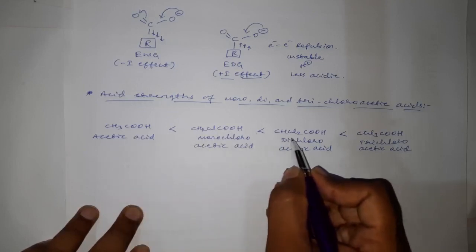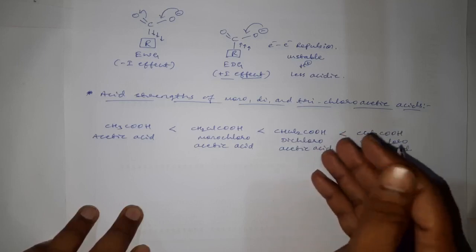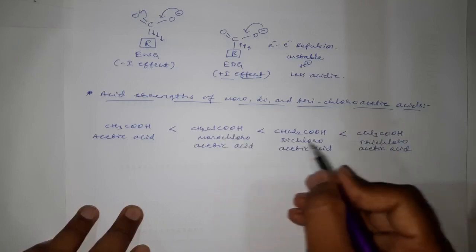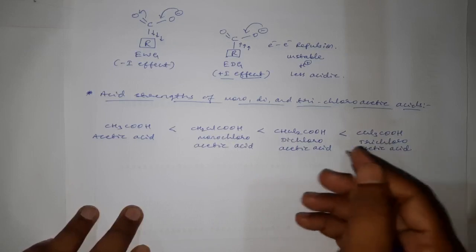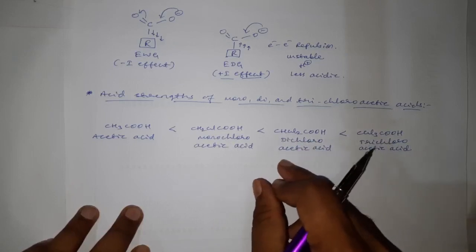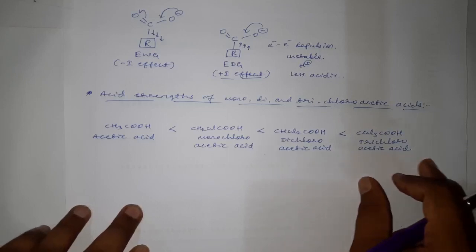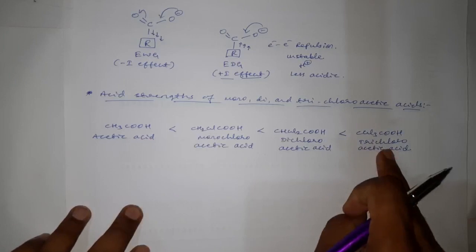And we know if the same groups are increasing in number, then the effect will also increase. That means the chlorine groups go on increasing. In this one 2 chlorines are there, here 3 chlorines are there, then automatically the negative inductive effect will go on increasing, and hence the acidic strength is also increasing. Then here I am telling this is least acidic and this is more acidic.